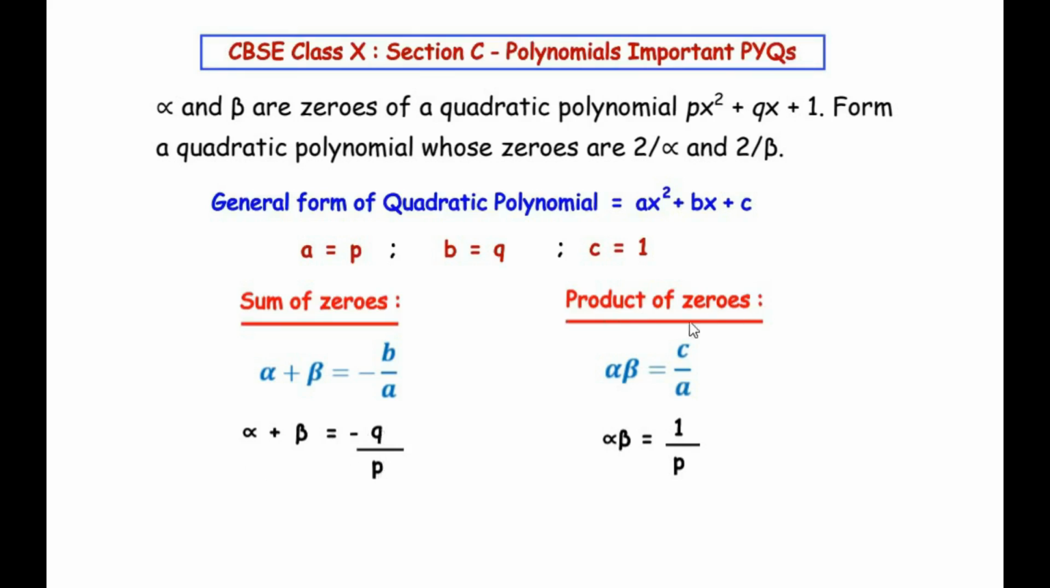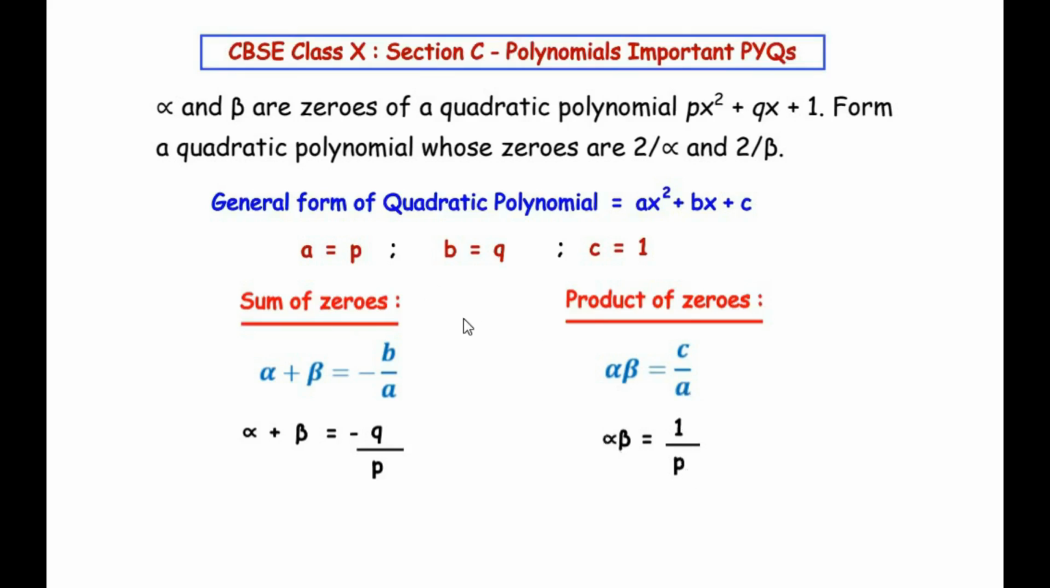Next we are going to focus on the product of zeros, whose formula is given as alpha times beta is equal to c over a. So alpha times beta will be equal to, the value of c is 1, over the value of a, which is p. So alpha beta becomes 1 over p.